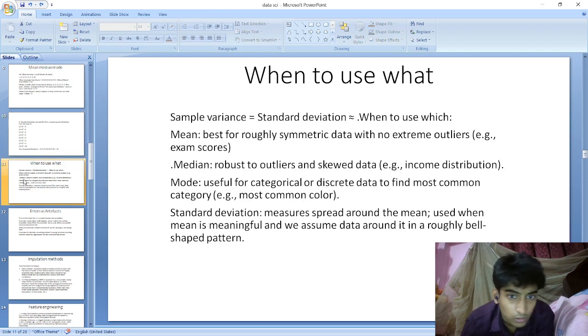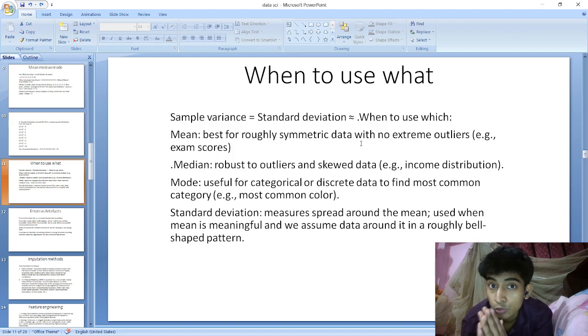Now let's see when to use what. So basically, mean is used for imputation or for symmetric data where there are no outliers, for example, exam scores. Then median is used for skewed data or with extreme data outliers. It is more robust to outliers, right? Mode is used for imputation with categorical data or discrete data to find the most common category.